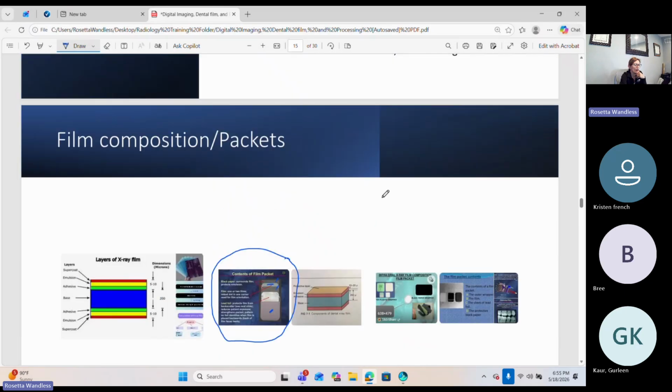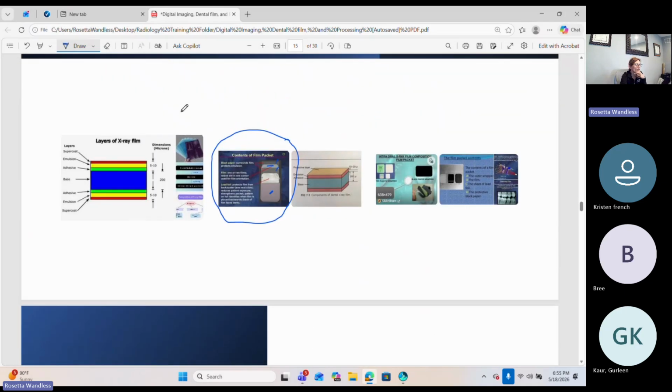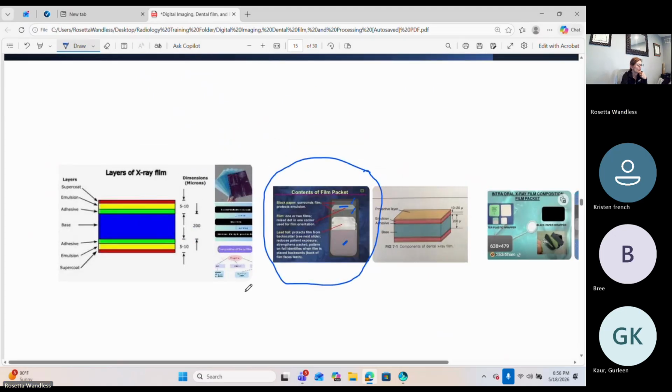Okay. Now, I want to talk about the layers, or the actual composition, of the film itself. Okay, let me put this up again. All right, so now I'm here. I'm in the layers of X-ray film.